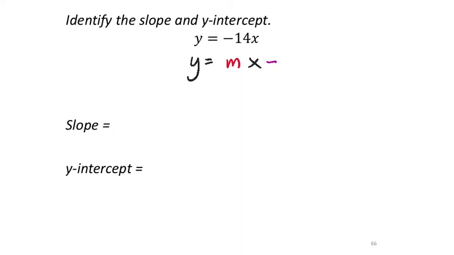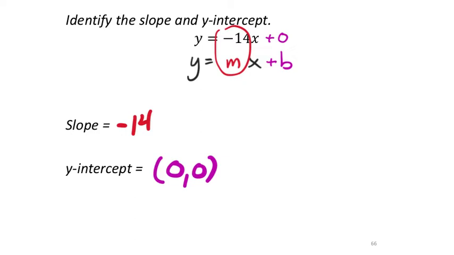It is, though. It's just, you can't see the plus b. It is there. It's what we would consider a plus 0. So right here I can see that my slopes match, and now we can actually see what the b value is, the y-intercept. The slope is just -14. You could say -14/1, so you go down 14 to the right one. But in either case, for the y-intercept, please don't just put 0. You should show it as an ordered pair, (0, 0).